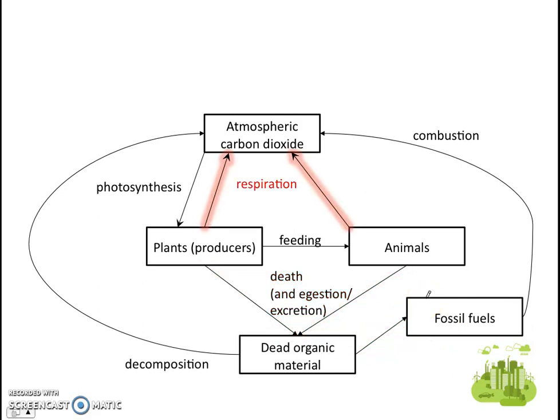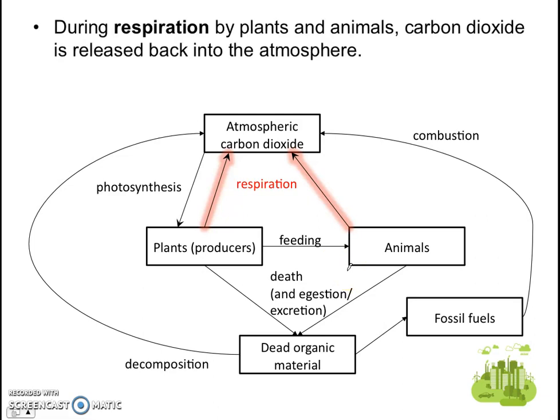Now let's look at some of the processes that release carbon back into the atmosphere. So the main one would be respiration, which takes place in both plants and animals. Now in respiration, glucose is combined with oxygen to produce carbon dioxide and water. So during respiration, carbon dioxide is released back into the atmosphere.